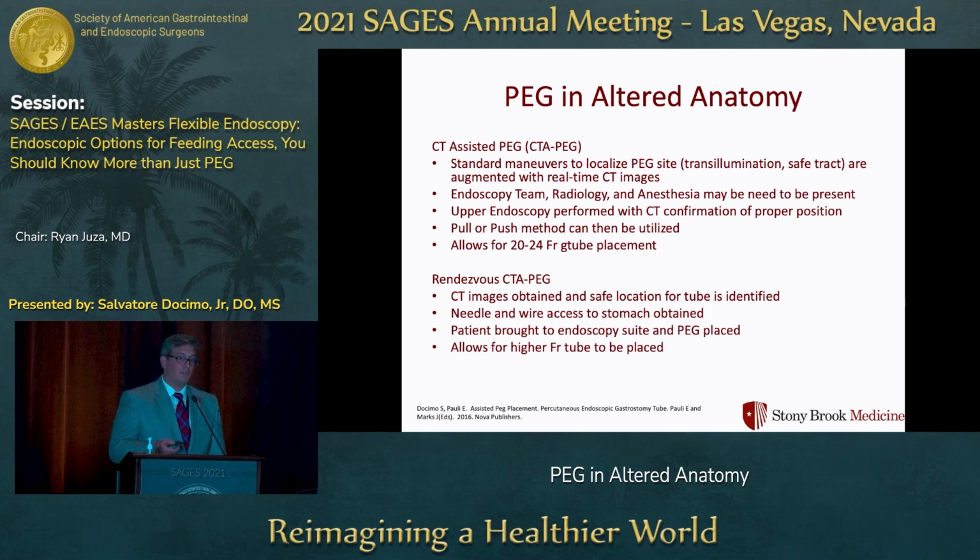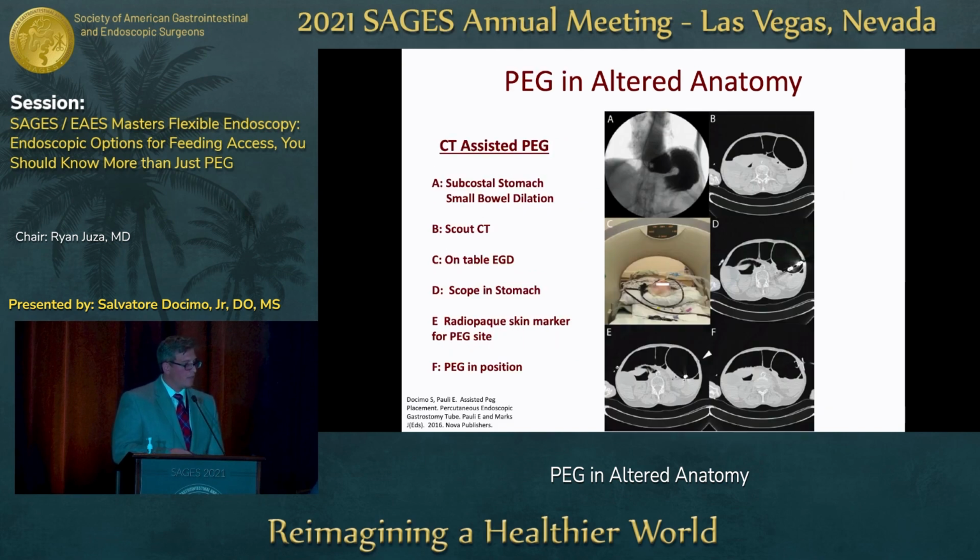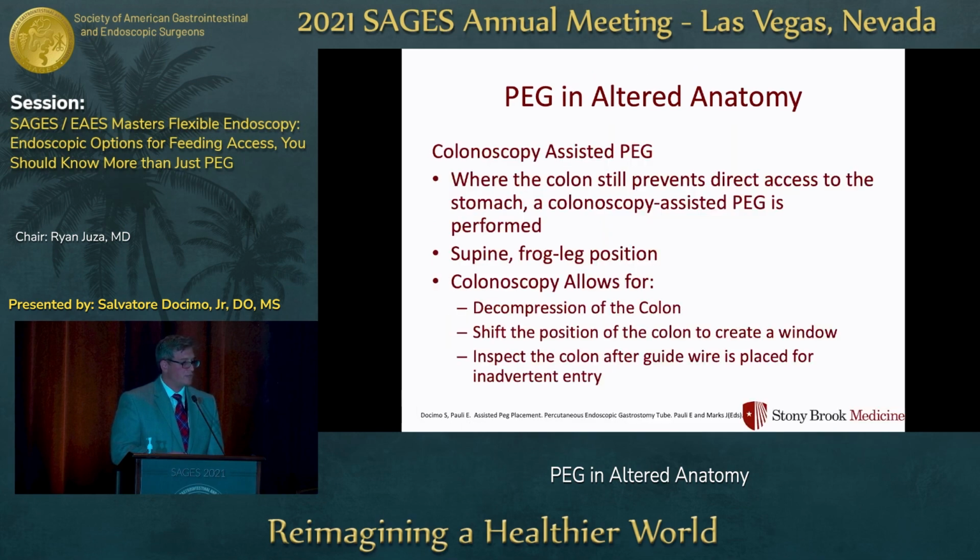And if you have an endoscopy team available at that same time, you could go in and complete the endoscopy at that time, or you can leave the access to the stomach, bring him to the endo suite, and do a rendezvous where you just place a PEG in the endo suite. This is just the steps that we just mentioned. So A is just seeing that the stomach is in the left upper quadrant. You do a scout CT scan, you see some dilated anatomy. You can do an on-table EGD in the CAT scan. Again, put the radiopaque marker and then complete the PEG in the CT scanner, or you can take them to the endo suite and complete it there.